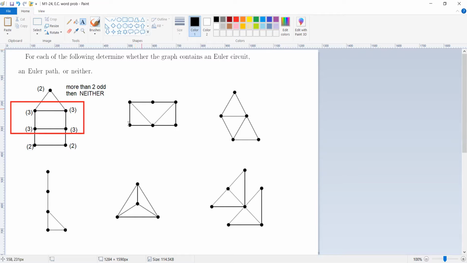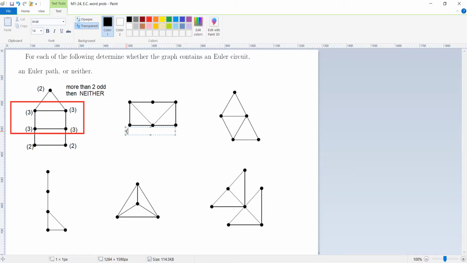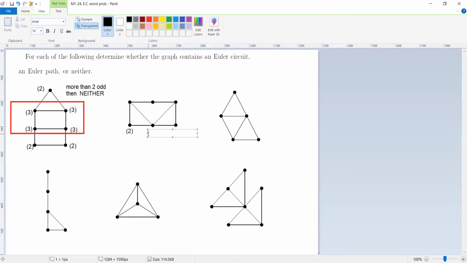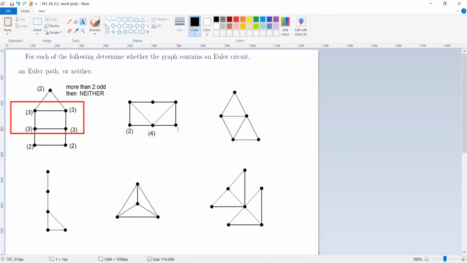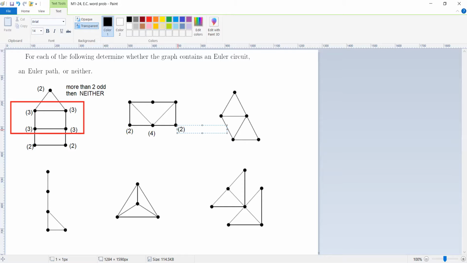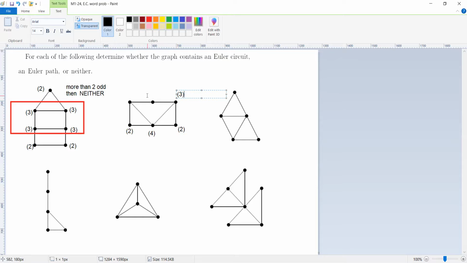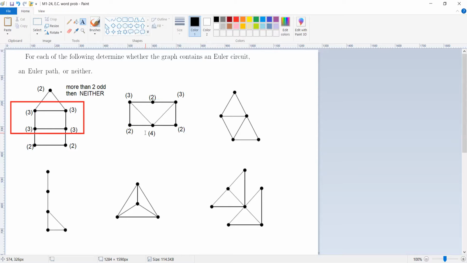Let's go to the next graph, check every degree of every vertex. This would be degree 2. And move over here to degree 1, 2, 3, 4. This is degree 2. And degree 3. Degree 2. Degree 3. Okay, in this graph, I've got 2 odd vertices. They're on the top, which means there's an Euler path.